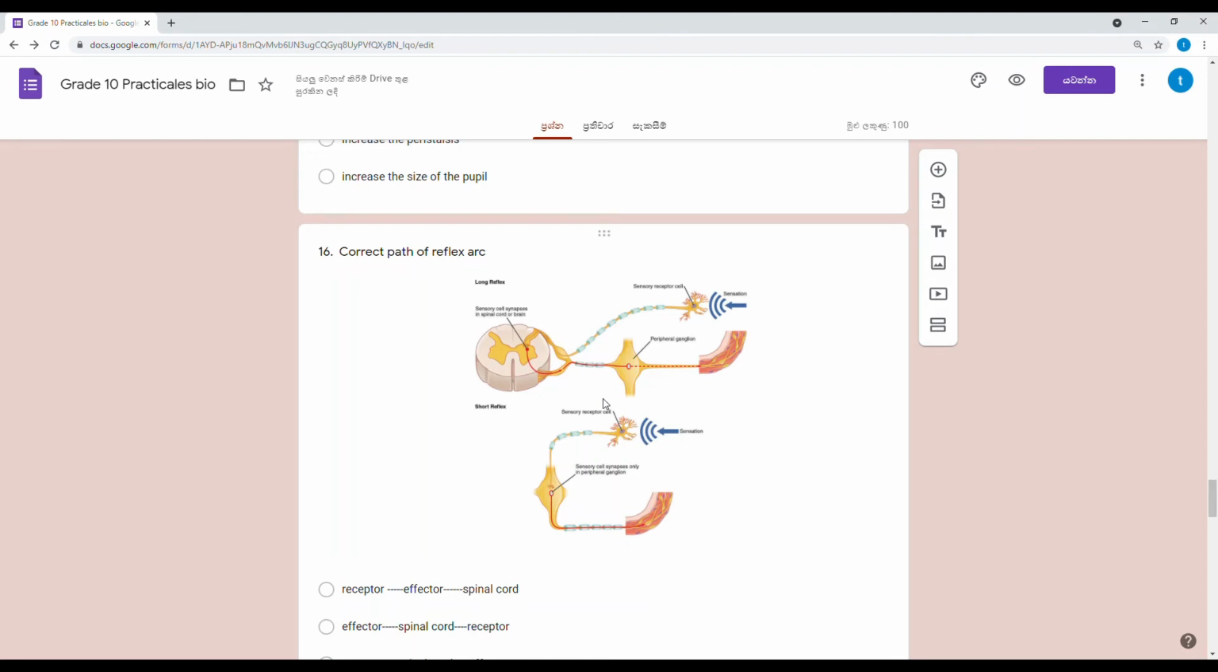From them we get the sensory neuron. Through that you get into the spinal cord. From there you send your message to the effector via the motor neuron. I think all of you know that. Again, you remember, what's the name of this pathway? That is what we call the reflex arc. That is the functional unit in this nervous system.